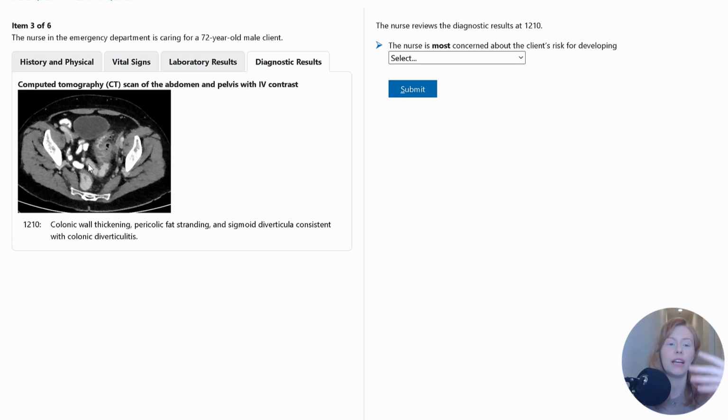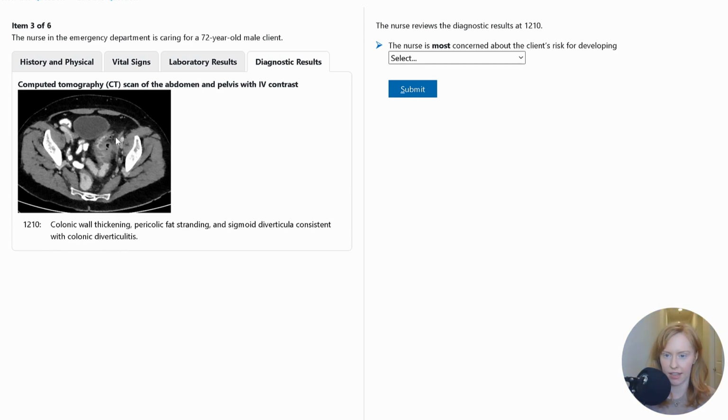At most, you might see a 12-lead EKG or something that you're expected to interpret, but here, this is going to be given to you just kind of for reference, and you're going to have the interpretation, which here says we've got colonic wall thickening, pericolic fat stranding, and sigmoid diverticula consistent with colonic diverticulitis.